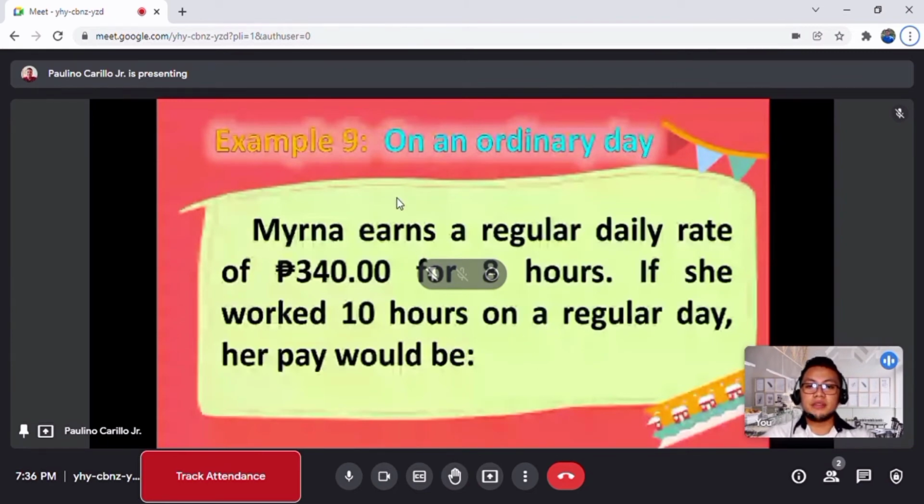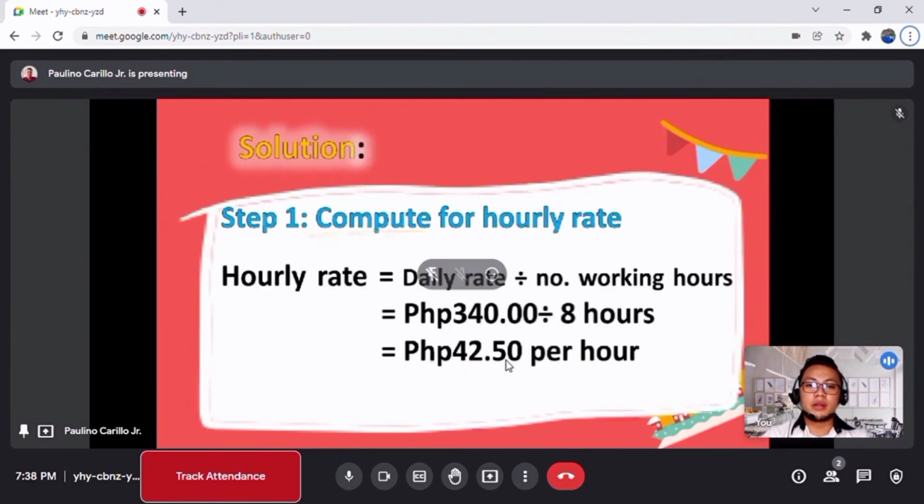Now, I have here for an ordinary day, Mirna earns a regular daily rate of 340 pesos for 8 hours, but she is requested to work for 10 hours, which is extended for 2 hours. Therefore, that 2 hours is what we call the overtime. To solve for her regular day, we need to compute first for the hourly rate. How are we going to do that?